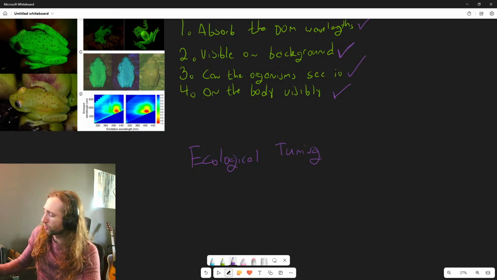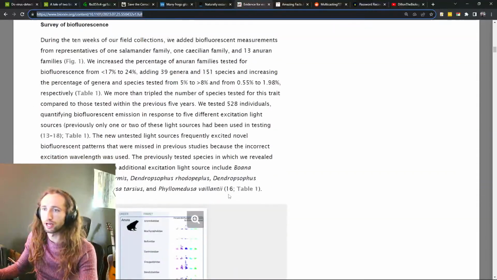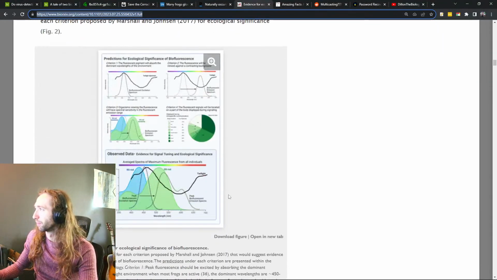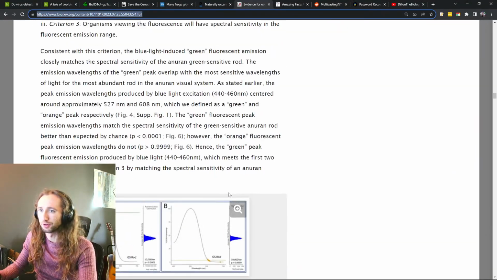So this study was really fascinating. I really enjoyed it. Again, it's still preprint, so there's really not much in terms of great pictures. This is all very visual spectrum stuff. I don't even know if there's any frog pictures.